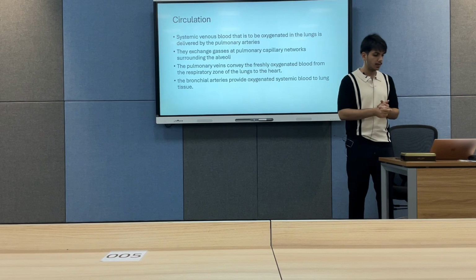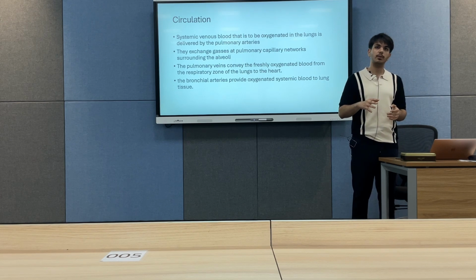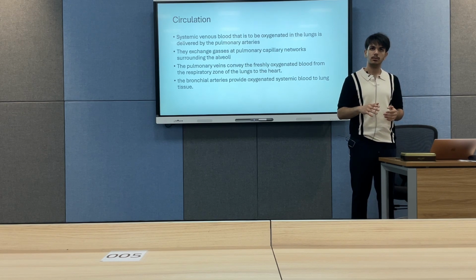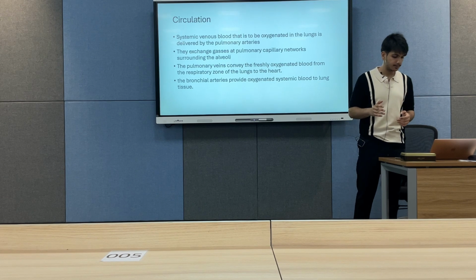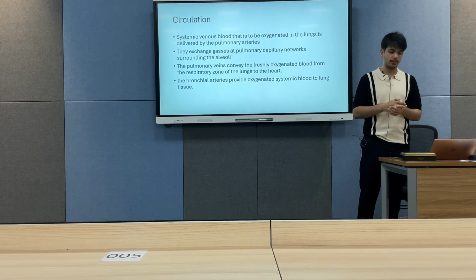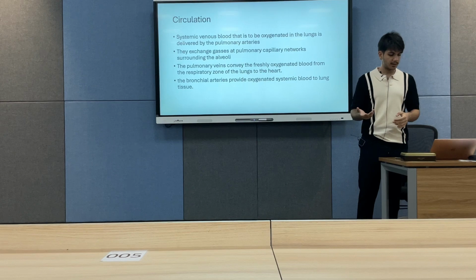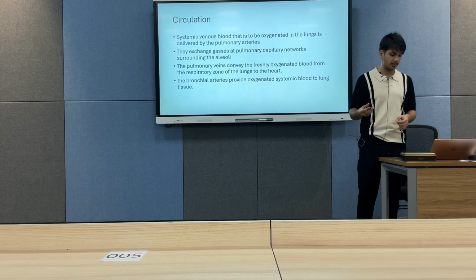The lungs are innervated by the parasympathetic and the sympathetic. Can someone tell me what the parasympathetic does? Constrict. And the sympathetic dilates. So both of them work in opposite ways. They form the pulmonary plexus. Parasympathetic constricts the airways again, and sympathetic dilates them.